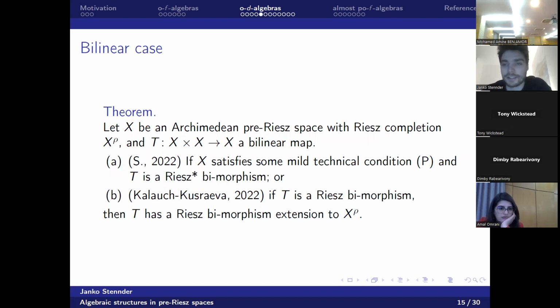Actually, I prepared the talk only for the algebra case, but in general, I considered multilinear maps on different pre-Riesz spaces. So I usually had spaces X1 to Xn into some space Y. I just focused here on algebra multiplication. Okay, so which condition do you need on one of the Xn's and which on Y? On Y, I don't need any. No, on every space, I need this condition P actually. Okay, thank you.